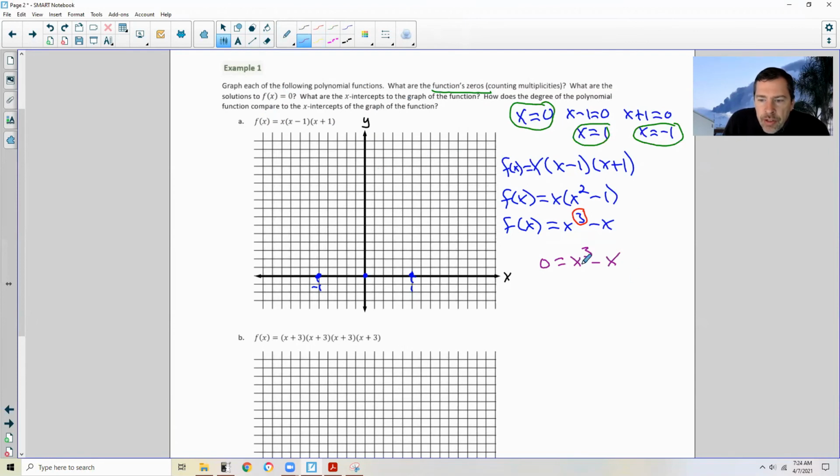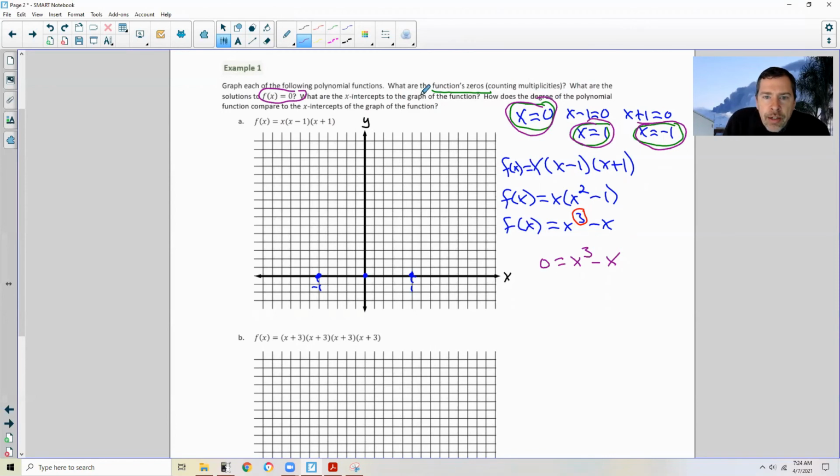And if I plugged a 0 in, 0 cubed is 0 minus 0 is 0. So that makes it a 0. Plugging 1 in, 1 cubed is 1, 1 minus 1 is 0. And plug in negative 1, negative 1 cubed is negative 1, minus a negative 1 is plus 1, negative 1 plus 1 is 0. So what are the solutions to f of x equals 0? Well, the solutions are also x equals 0, x equals 1, and x equals negative 1.